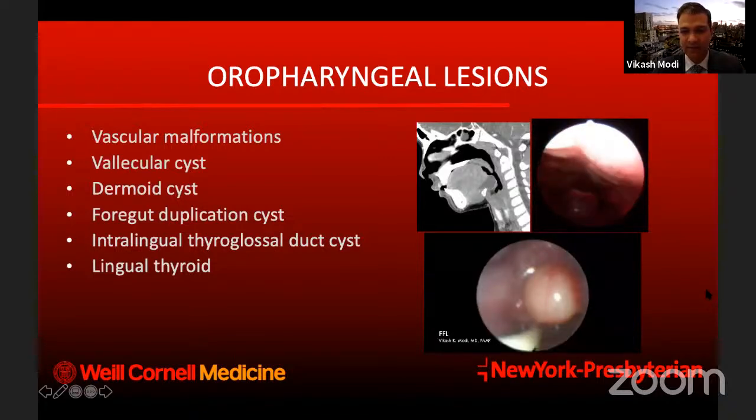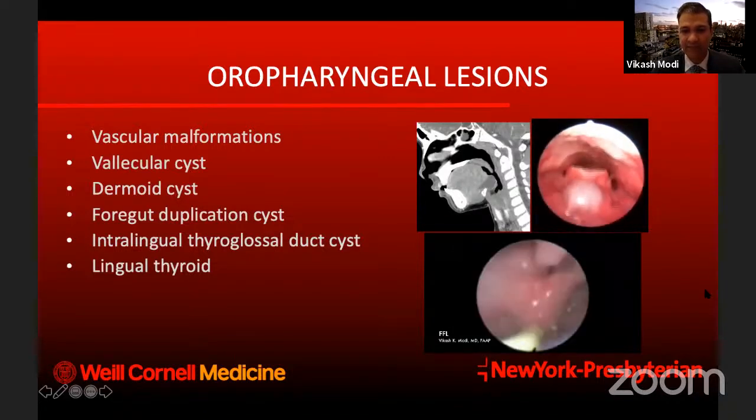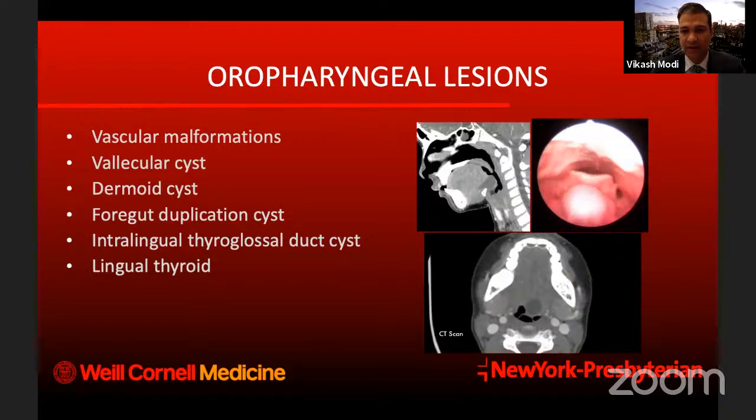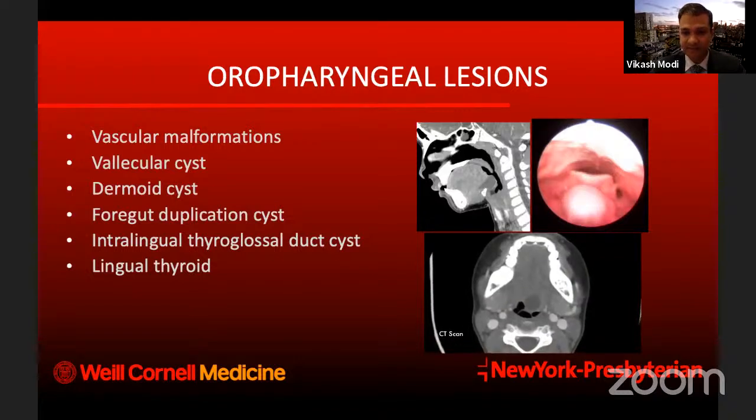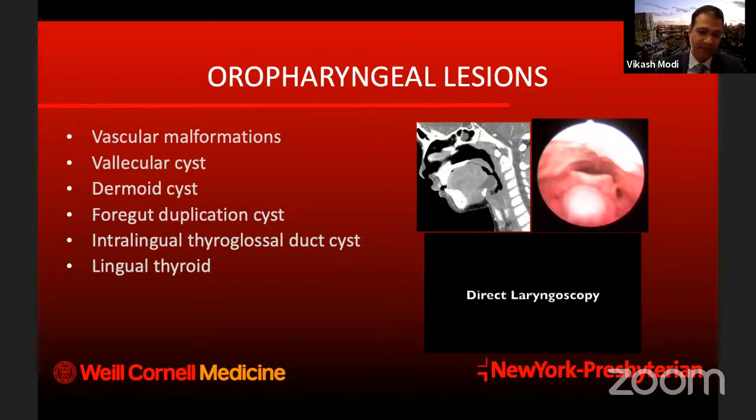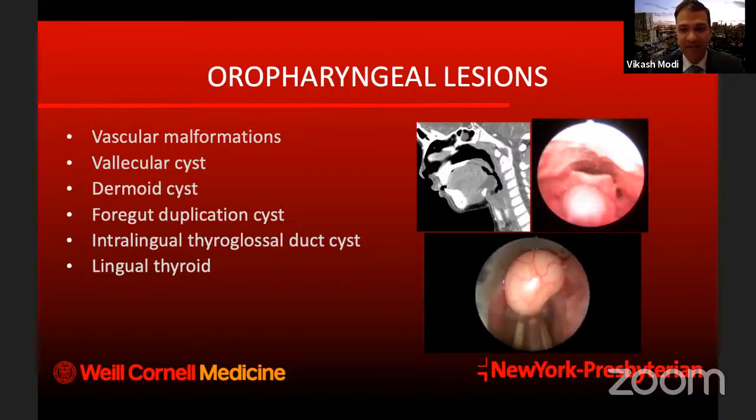So at the bottom, you'll see here, this is an example of a ball valving dermoid cyst. And you can see the scan, it's displacing the epiglottis here posteriorly. I'd say the most challenging part about this case is intubation.